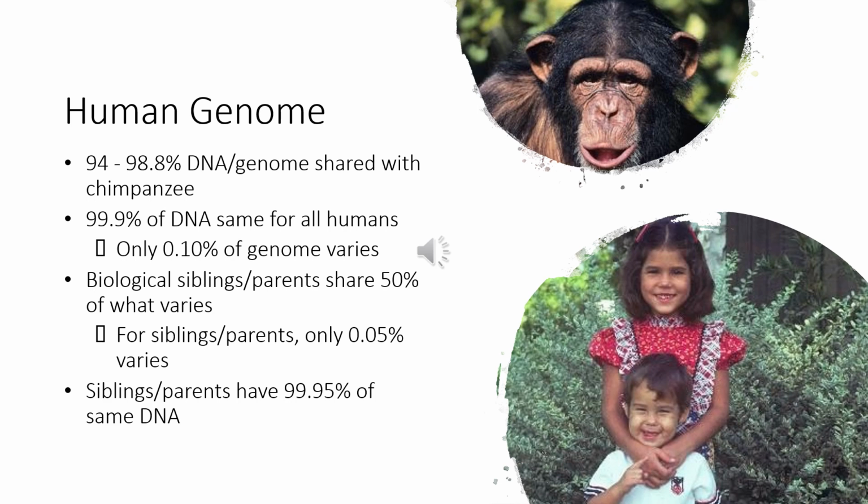And of what varies, biological parents and kids share 50% or half. So then what you can see there is that for siblings and parents, only 0.05% varies. So siblings and parents then have 99.95% of the same DNA. And then of course, identical twins have 100% of the same DNA, which we'll talk more about, but that doesn't necessarily mean that all the genes are turned on or turned off in the same way. That's epigenetics. So there can be different ways that genes are expressed for identical twins.